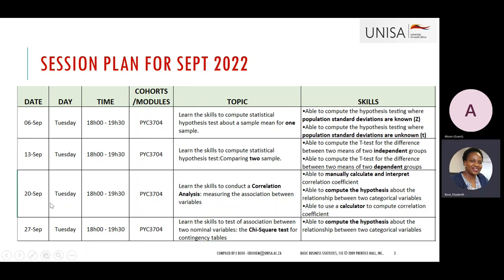This is our second last session. Our final session will be on the 27th of September, and then we would have covered everything you need in terms of statistical skills that you required in order to go through your module with ease. And then we will see if we can set up an exam preparation session for us to go through at least one exam paper and see how to answer certain questions from there based on everything that we would have learned in preparation for you to go write the exam.